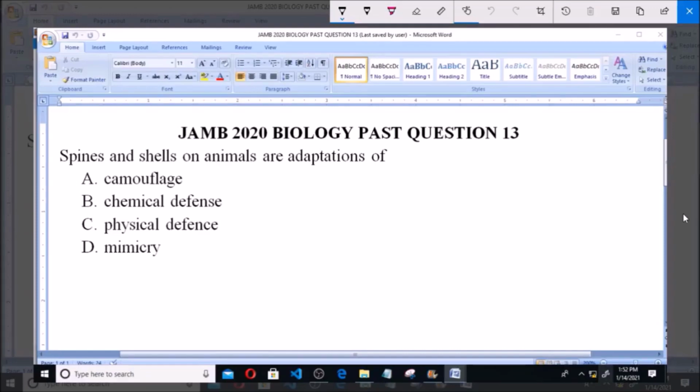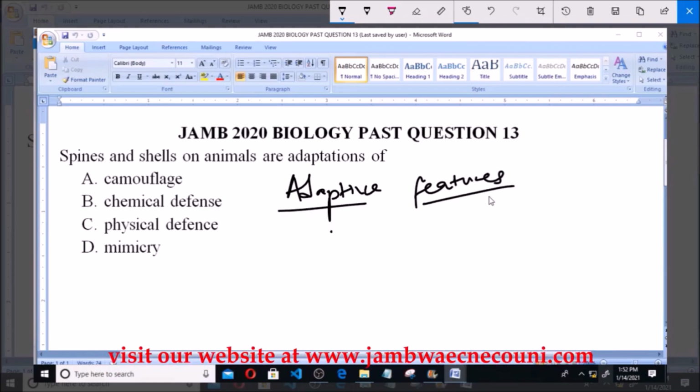I'll be answering JAMB 2020 Biology Past Question 13. Spines and shells on animals are adaptation of A. Camouflage, B. Chemical defense, C. Physical defense, and D. Mimicry. Now, most organisms have adapted or possess some adaptive features that enable them to survive in a particular environment. We call this adaptation. Now, this adaptation depends on the environment in which they find themselves.